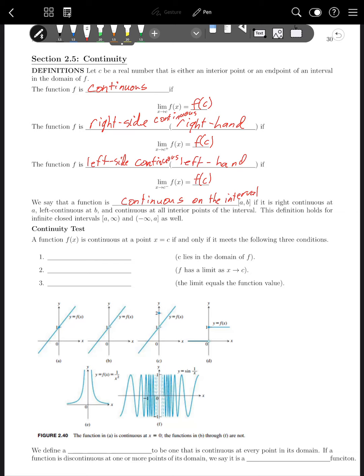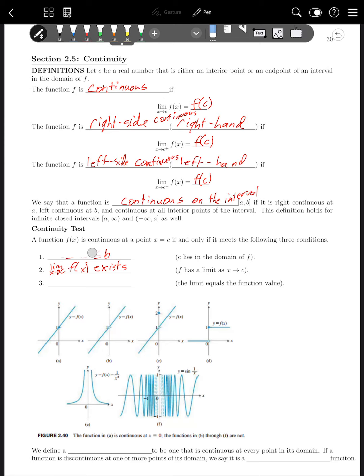So the continuity test. There are three things that have to happen to be continuous. A function f of x is continuous at a point x equals c if and only if it meets the following three criteria. First of all, a has to be less than or equal to c, which is less than or equal to b. So that means c lies in the domain of f. f has to have a limit. So the limit as x approaches c of f of x exists.